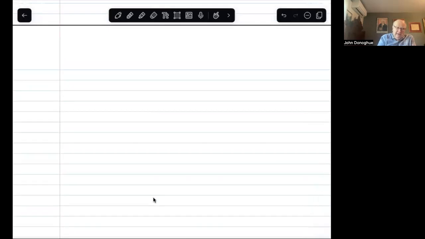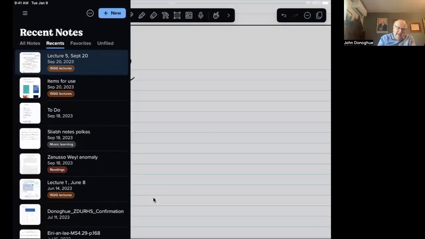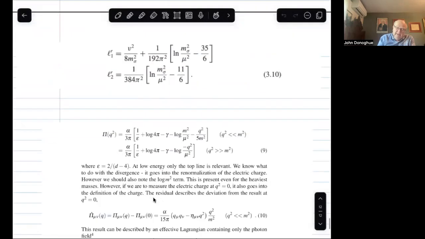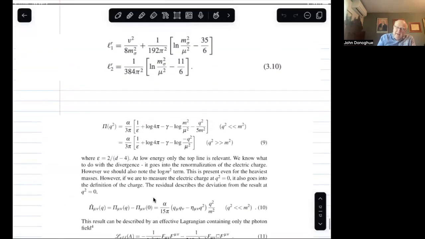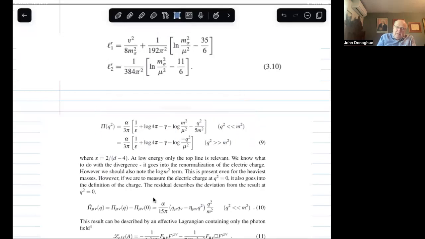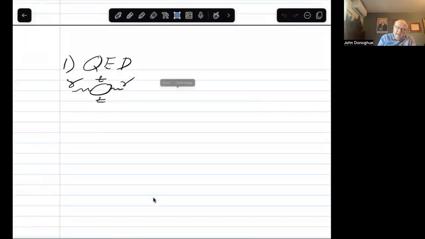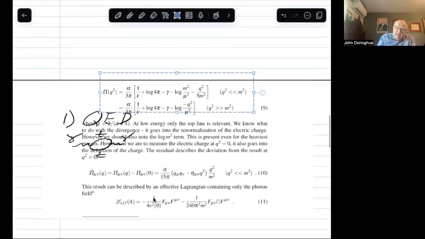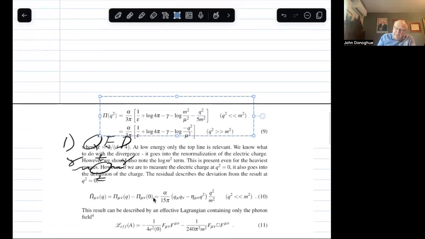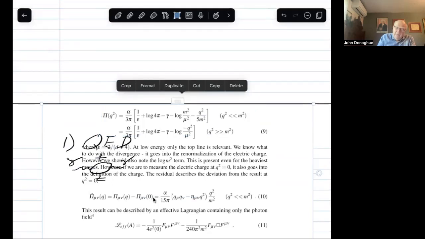Let's do the QED example. Okay, the piece that we're interested in is we're integrating out the heavy top quark. So we're interested in the diagram where the photon couples up to heavy top quarks. I'll sketch it, it's down here. I got more than I wanted, but let's just do that again.